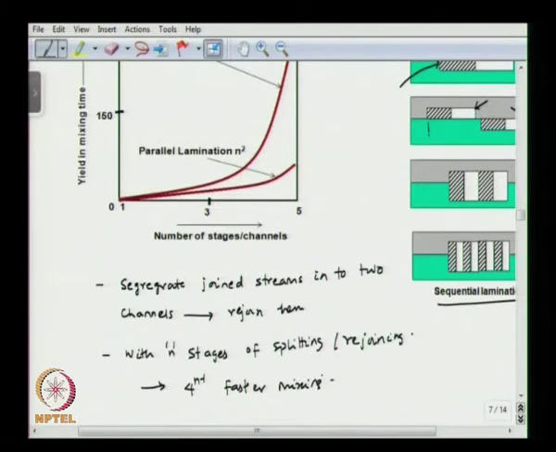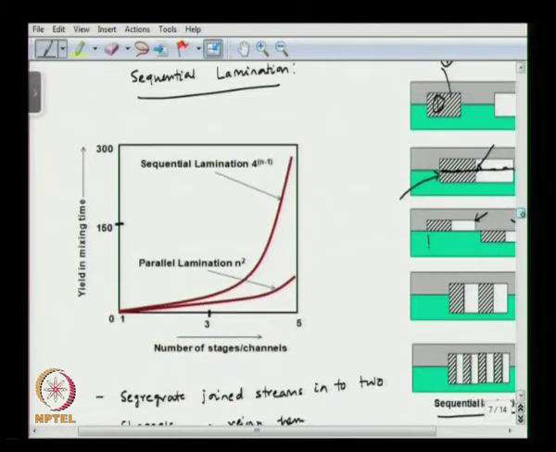Okay. So, as you can see here in this plot, this is the mixing yield and this is the number of stages per channel. As you can see here, by going for parallel lamination, which we discussed earlier, the mixing performance increases by n square times, whereas in sequential lamination it is increasing by 4 to the power n minus 1 times. Okay. So, which is going to be higher as compared to parallel lamination.